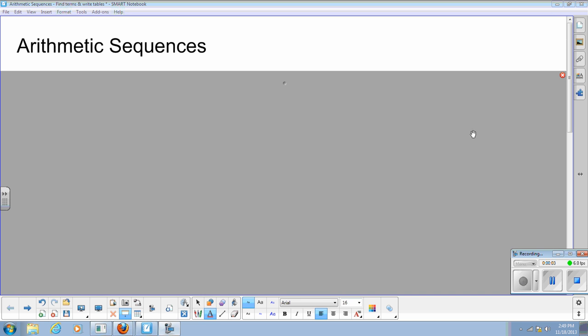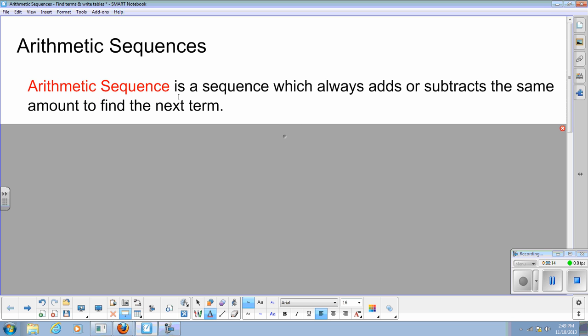Arithmetic sequences. Arithmetic sequences are a special type of sequence. They're pretty easy to work with, and I think after you watch this video, you'll see why. An arithmetic sequence is just this. It is a sequence which always adds or subtracts the same amount to find the next term.